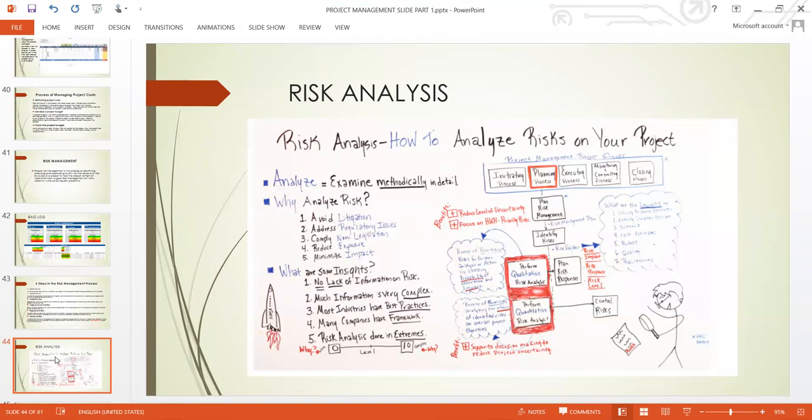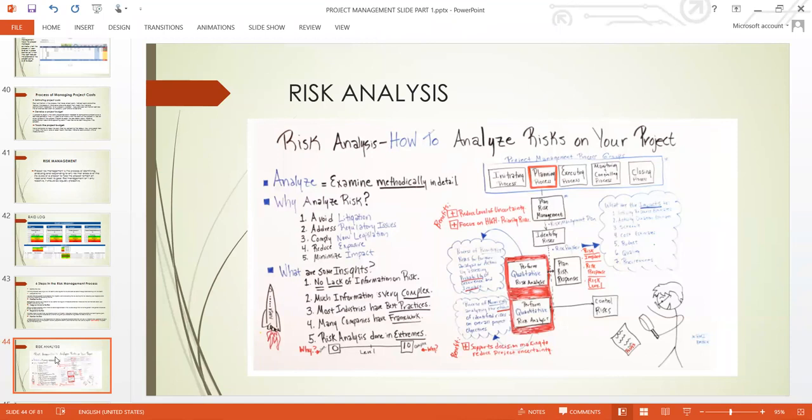Why analyze the risk? We analyze the risk to avoid something like litigation, to address regulatory issues, either to comply with new legislation or reduce exposure or minimize the impact. That's why you analyze risk. Then, what are the insights? One, lack of information. Much information, maybe it's complex.